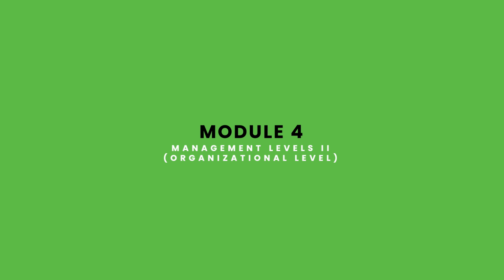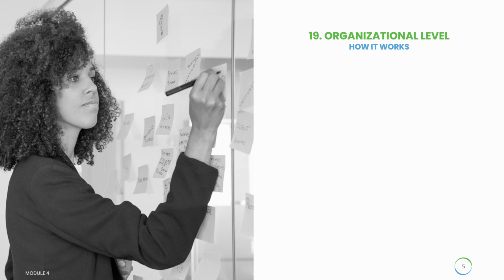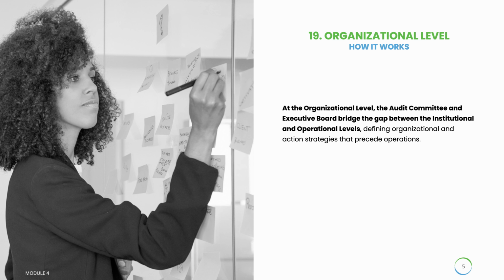Module 4, Management Levels 2, Organizational Level. Organizational level, how it works. At the organizational level, the Audit Committee and the Executive Board act as a bridge between institutional decisions and operational actions. This is where strategies are defined before implementation begins.